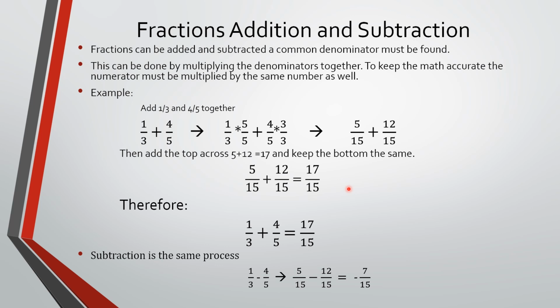Subtraction is the same process. Okay, so subtraction is exactly the same. So if we have these two values, we need to find common denominators. So we do the same thing as we did up here, and we get the 5 15ths, but this time it's minus the 12 15ths, okay? And then we just do the same thing. Instead of adding these two numbers, we subtract them, and 5 minus 12 is negative 7 15ths, okay? So we get a negative value because 4 fifths is larger, and we're subtracting it from a smaller number, so it should be a negative value.